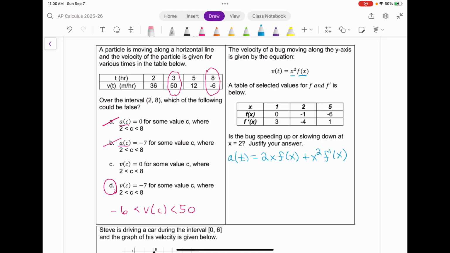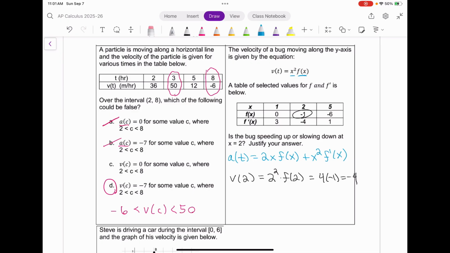Okay, so we want to find the velocity at 2 and the acceleration at 2 to see if it's speeding up or slowing down. Okay, so the velocity at 2 would be 2 squared times f of 2, right? And so f of 2 we see is -1. So that would be 4 times -1, which is -4. Okay, so we have negative velocity.